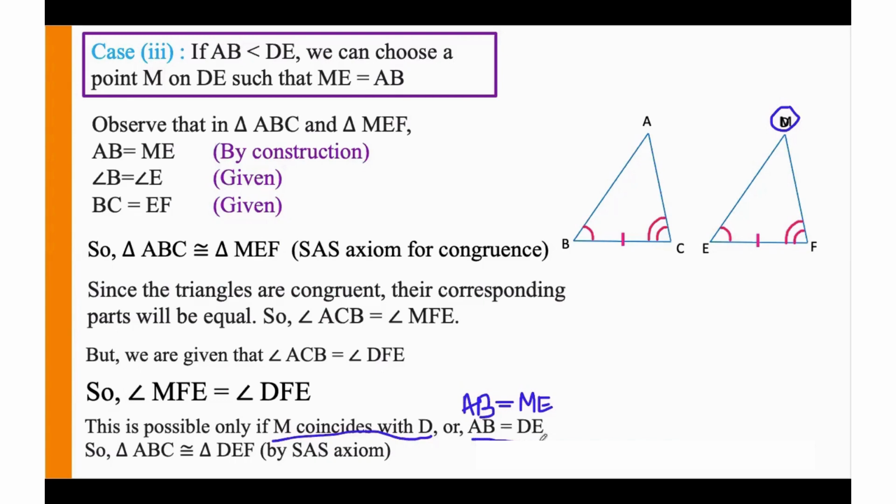And now if AB is equal to DE, again we come to case 1. It is same as case 1 and we can say that triangle ABC is congruent to triangle DEF. So I hope you are understanding. Case 2 and 3 turn into case 1. And so in each of these cases, we are getting triangle ABC equal to triangle DEF.